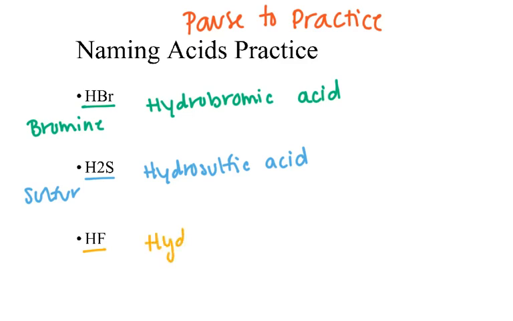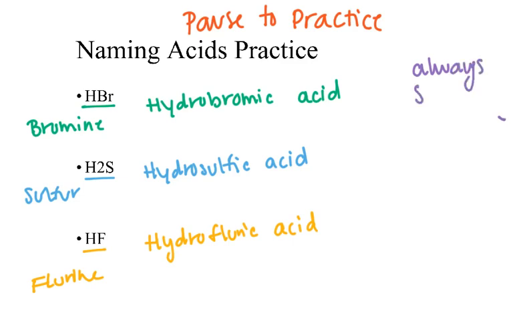And last but not least, we have HF. Again, start with that hydro. And we have fluorine, right? So hydrofluoric acid for HF. Very straightforward. The key thing here is to remember we always start our name with hydro when it comes to a binary acid.